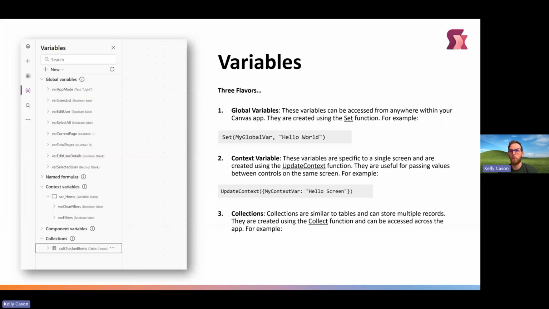And then lastly, we'll talk a little bit about collections. Collections are similar to tables where we can store multiple records using the Collect or the ClearCollect function and called in different ways. You see one using JSON format here. This is a way to store data locally. You are not storing it in a data source. It needs to be rerun each time you run your application.